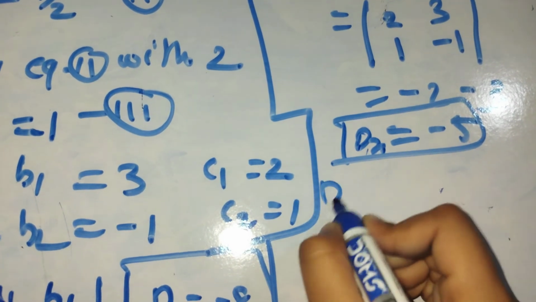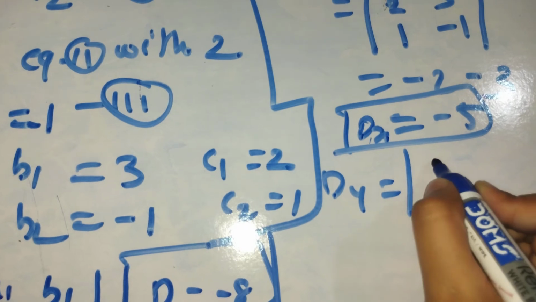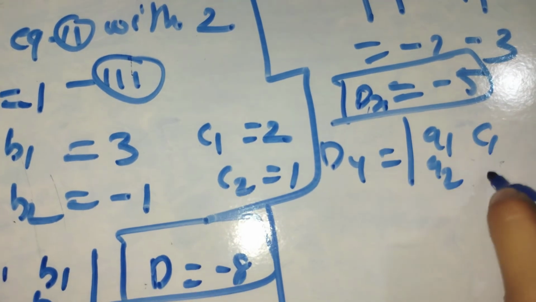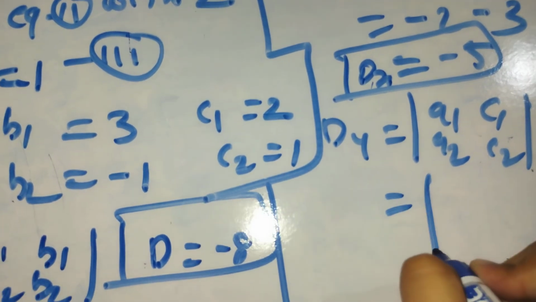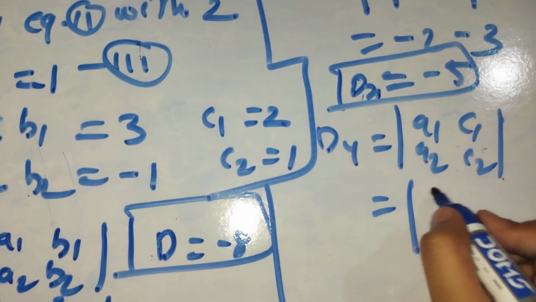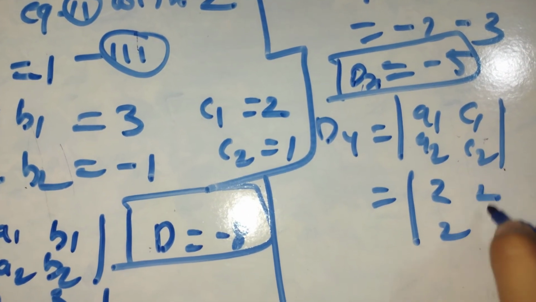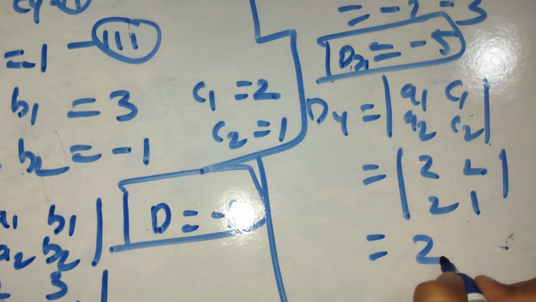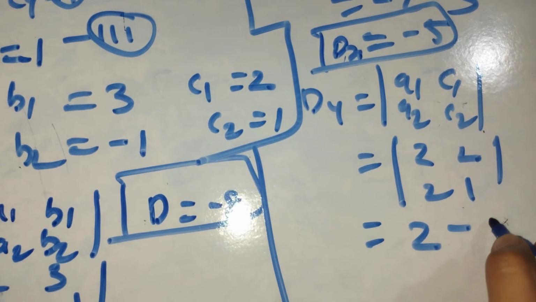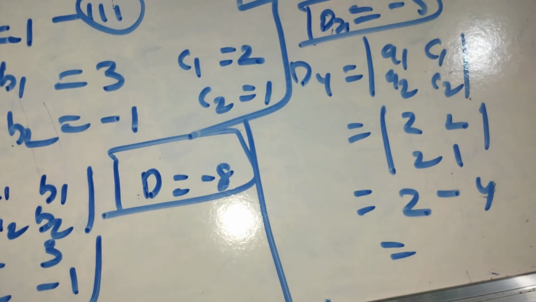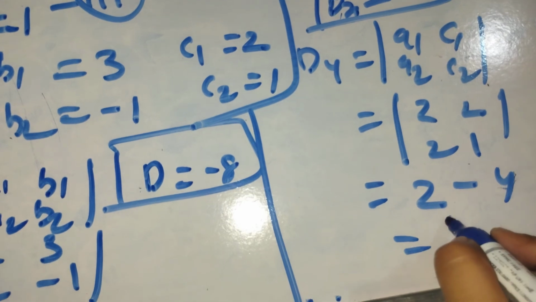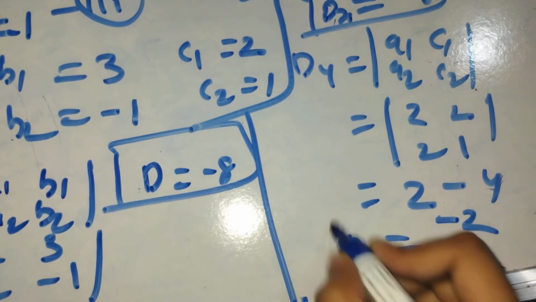Now dy is a1, a2, c1, c2. Okay, so a1, a2 is 2, 2, c1 is 2, c2 is 1, so 2 1s are 2, 2 2s are 4. So here you get -2 as the dy value.